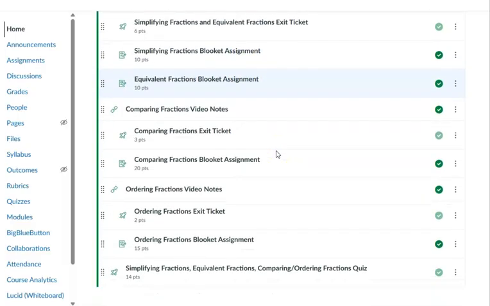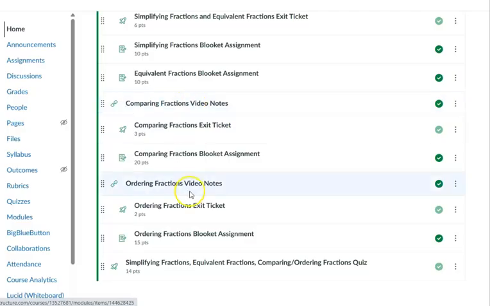So then going on, Module 2 also has comparing and ordering fractions, both having exit tickets and assignments, and then at the end of the week having a quiz on all 4 topics.